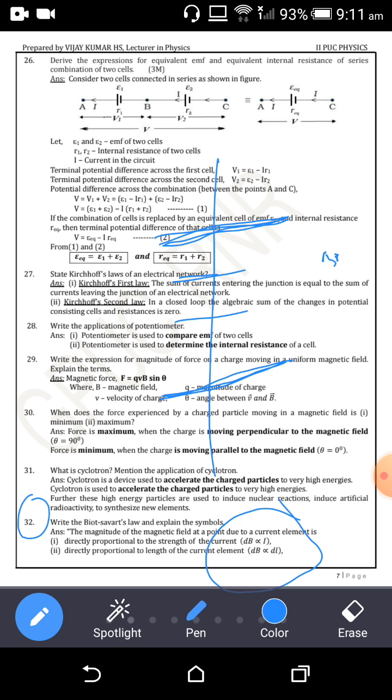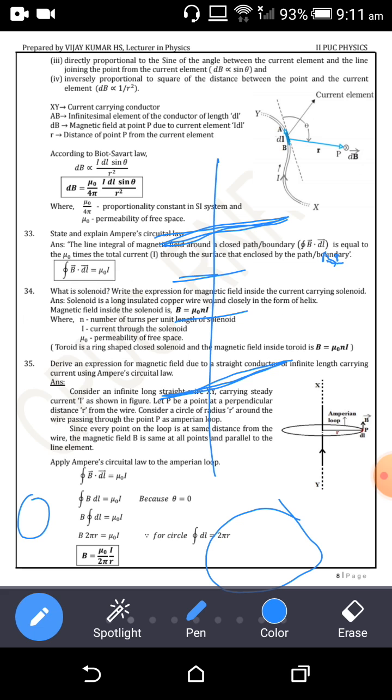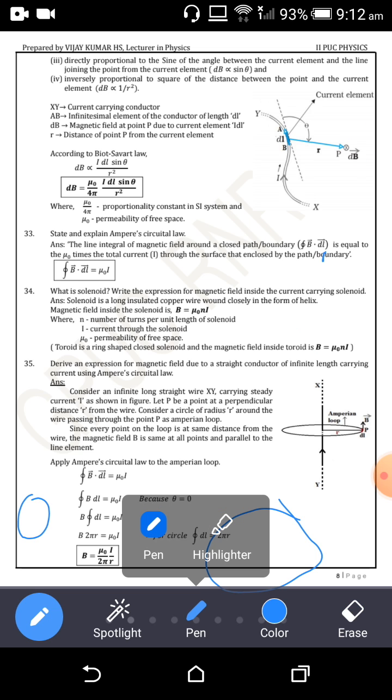dB is nothing but the magnetic field at this point. Next it is said that it is directly proportional to the angle between the current element and the line joining the point from the current element. See here, in the figure, P is a point where we need to find the magnetic field, and r is the position vector. The conductor makes an angle of theta with respect to point P. Hence we say that dB is proportional to sine theta.